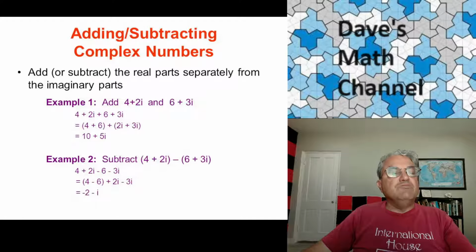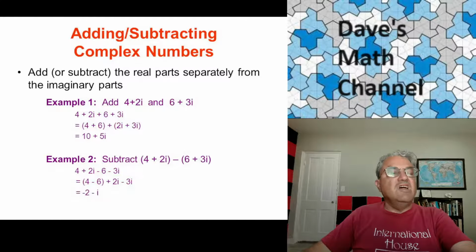Here's just a couple examples. Suppose you want to add 4 plus 2i and 6 plus 3i. You start by adding the real components, which are 4 and 6. That gives you 10. And then the imaginary parts are 2 and 3, which give you 5. So the answer is 10 plus 5i. Similarly, for subtracting, 4 minus 6 gives you negative 2, and 2 minus 3 gives you negative 1. So the answer is minus 2 minus i. That's all there is to that.